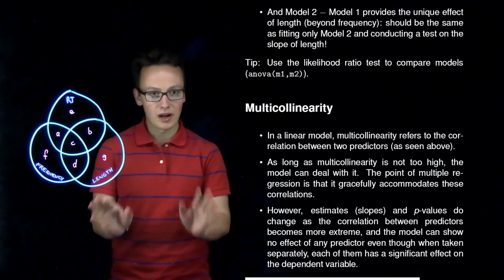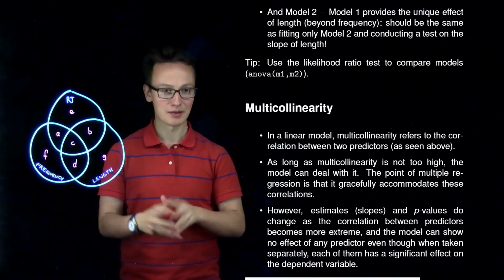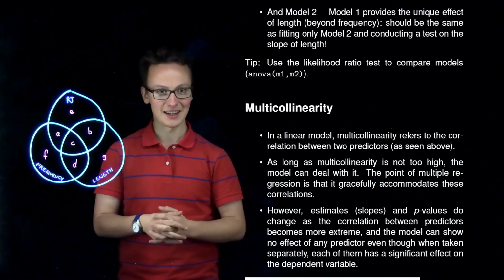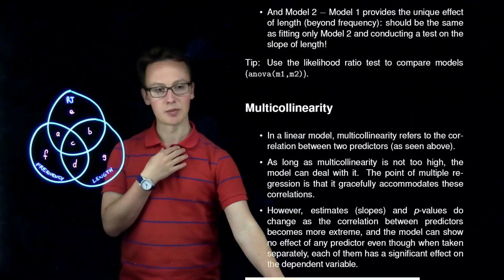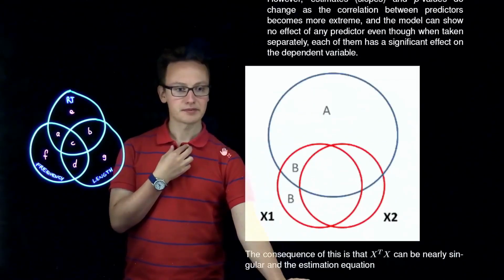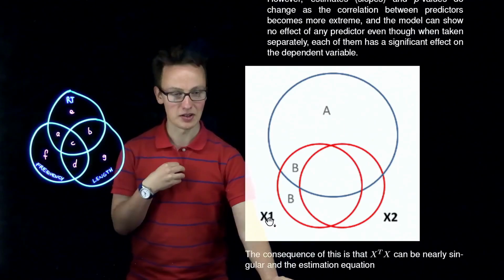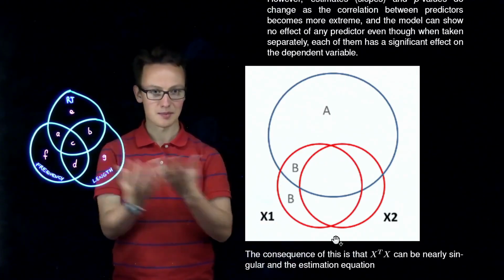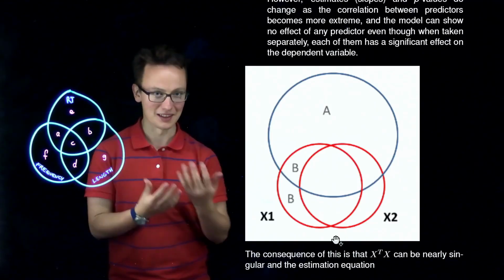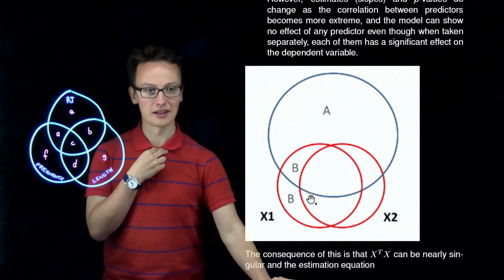So some correlation is fine and we can deal with it by putting things into the same model. But if it gets too out of hand and the 2 predictors are almost the same thing, in that case it can be problematic. So here you can see another Venn diagram. Imagine we had 2 predictors, x1 and x2, could be frequency and length, but imagine something that's almost the same thing, where x1 and x2 are hugely correlated among each other.